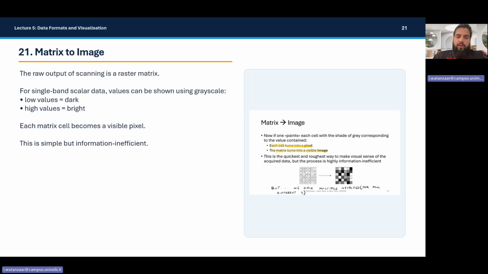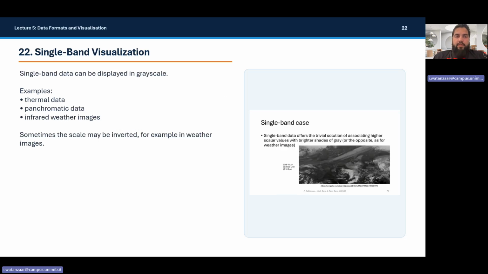So now, to complete this for analysis purposes, we are visualizing the single band. Single band data can be displayed in grayscale, the same way we apply the matrix to the image. We are using examples of thermal data and panchromatic data. Panchromatic data is sensitive to all colors of light in the electromagnetic spectrum.